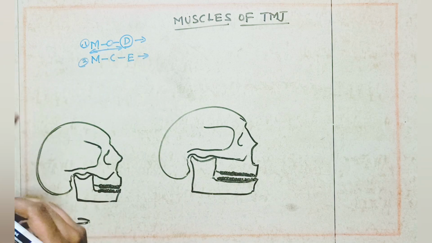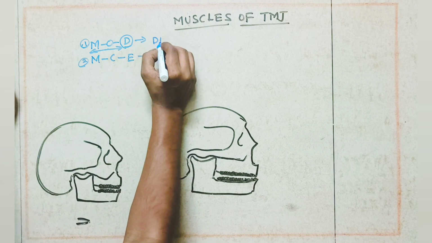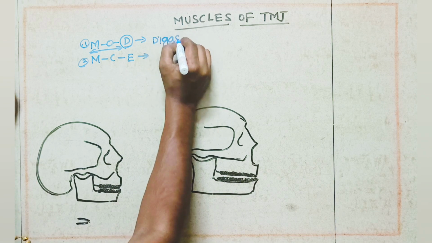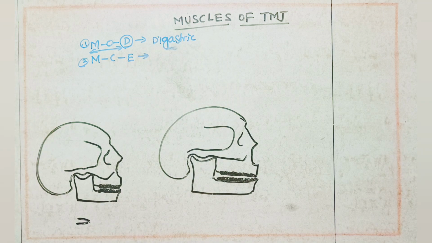When the depression is happening, which muscle is going to be helpful for this? The digastric muscle. The digastric muscle is going to be helpful in the mouth opening. Here, this is the hyoid bone.